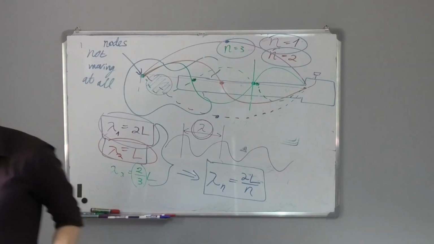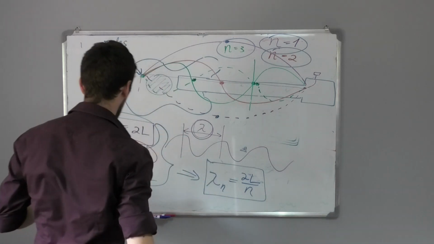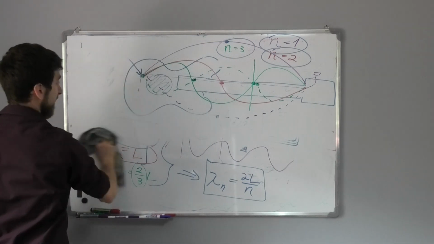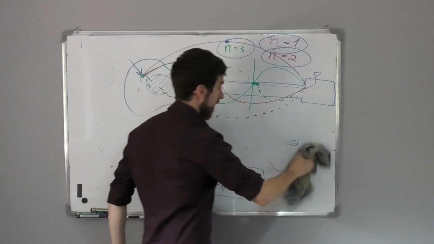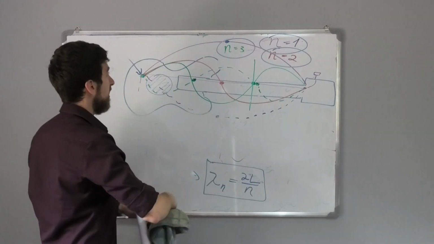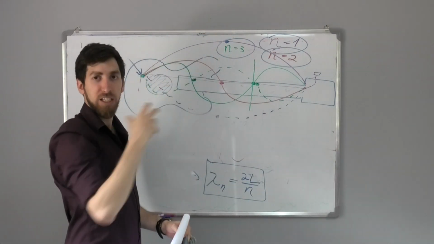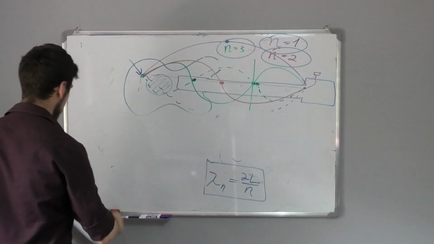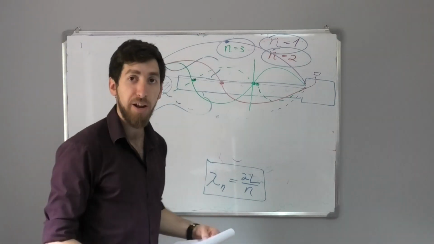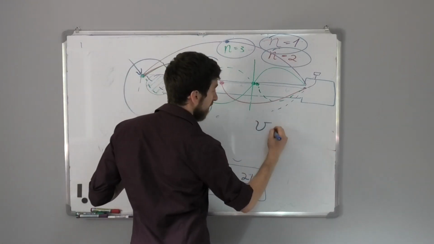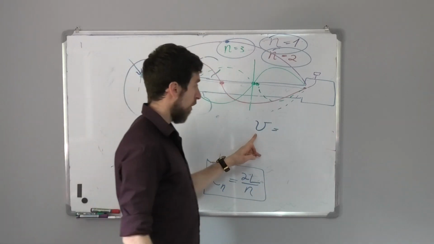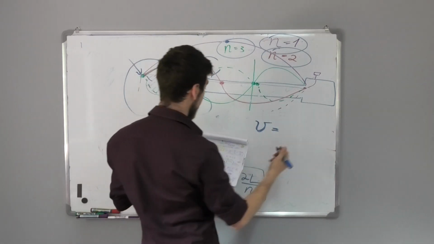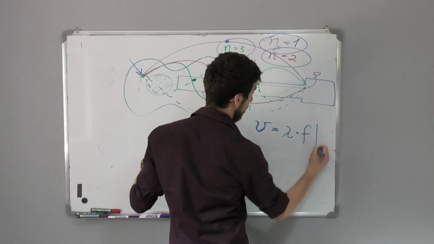I'm going to clean the board. Here it is. Okay, so the next question is, what are the frequencies at which the string can vibrate? The string is vibrating. You see this motion, up, down, up, it's vibration. So I want to ask, what are the possible vibrations? You solved the wave equation and got to this solution: the velocity of the wave is equal to lambda multiplied by f.